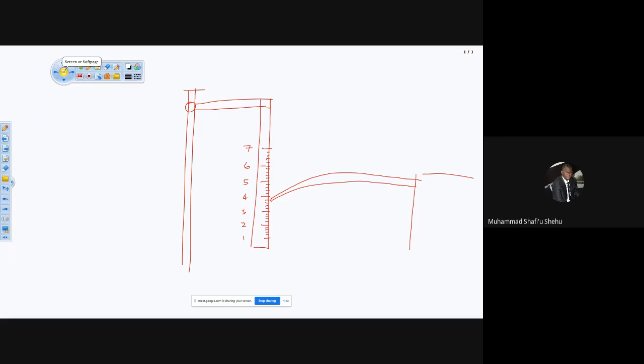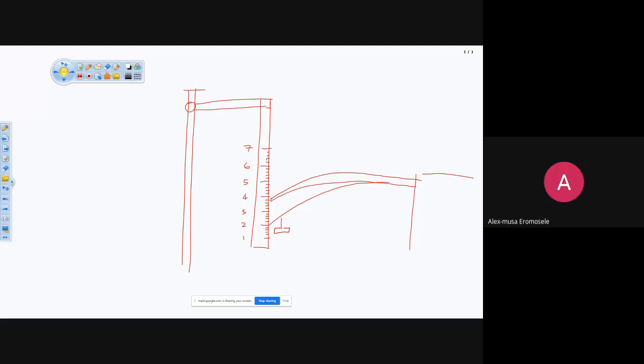So now, let's say this is how your meter rule looks before attaching any load to it. Then after attaching a load to it, it might depress to maybe 2 centimeter. If it was at 3.8 centimeter before attaching anything to it, then after attaching a load to it, it may go down to, let's say, 2 centimeter. Do you understand?